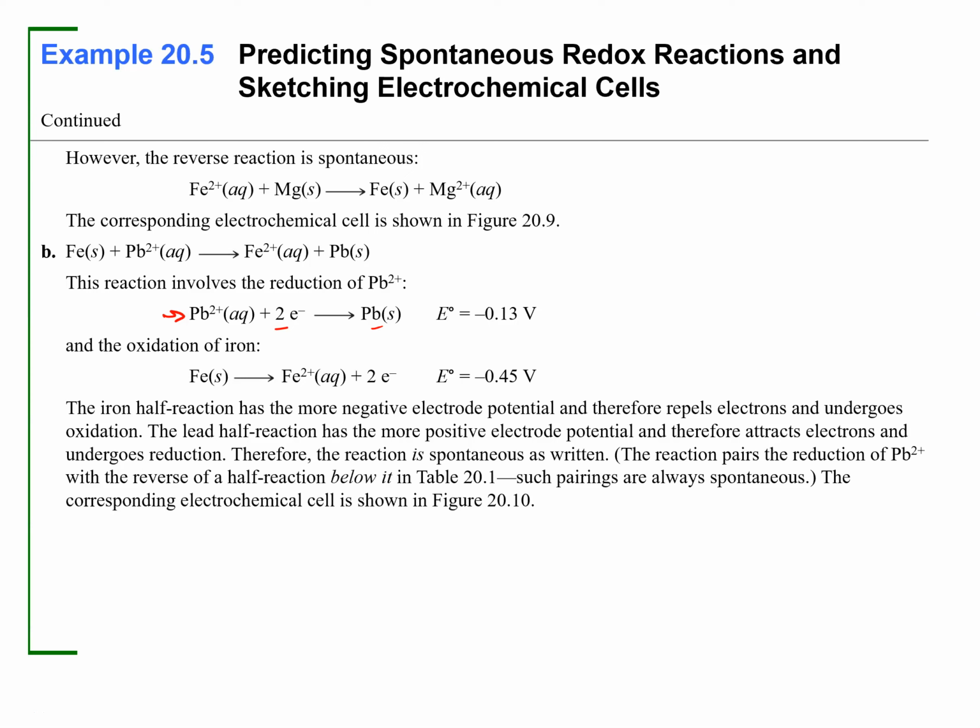Which one is the better reducing half reaction? This one, that's the one that wants to gain electrons, right? So, which one is the better oxidized half reaction? This one, because it doesn't want to be reduced. So this is going to be spontaneous as written, because the lead half reaction has a greater propensity to be reduced. Reduction is gain of electrons, and that's what we're seeing here. This lead wants those electrons so that it can become neutral, and this iron wants to give its electrons to that lead so that it can become oxidized.